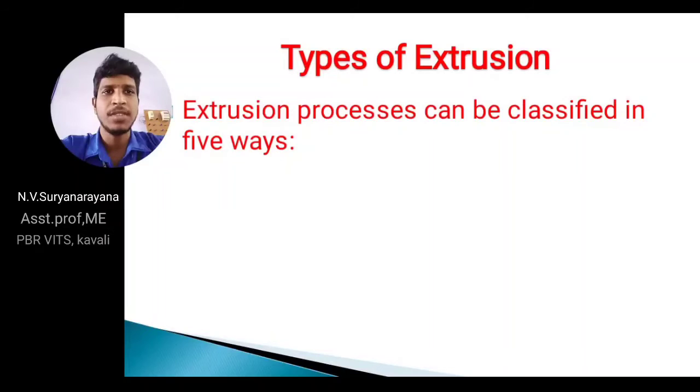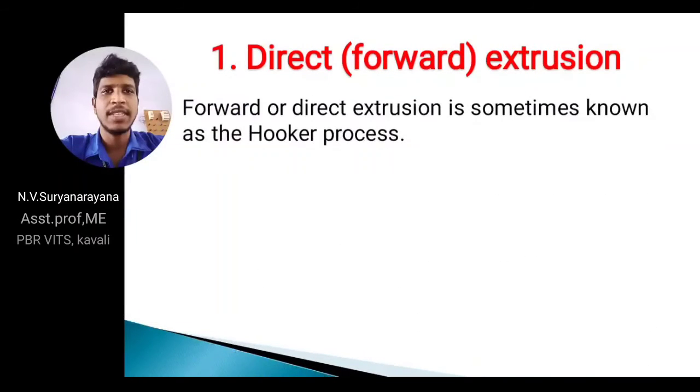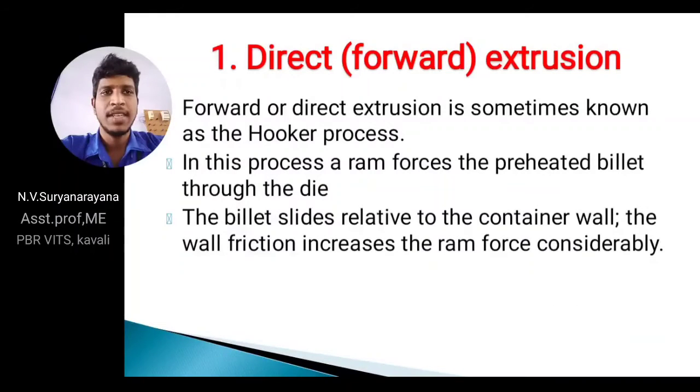Next, types of extrusion. The extrusion process can be classified in 5 ways: direct, indirect, combined, hydrostatic and impact. First, I am discussing direct extrusion. Direct extrusion is also known as forward extrusion. Why? Because the process is done in the forward stroke or forward direction. In this process, a ram forces the preheated billet through the die in the forward direction. The billet slides only relative to the container wall.